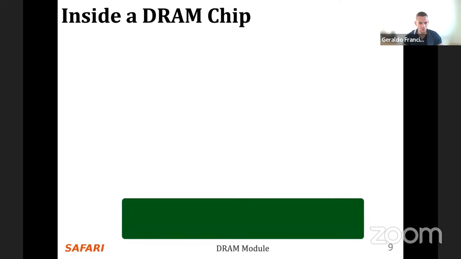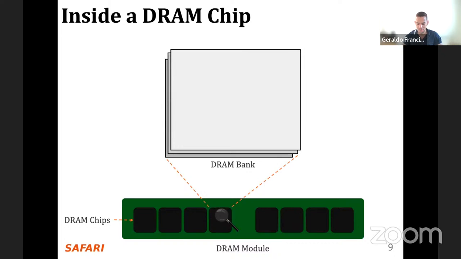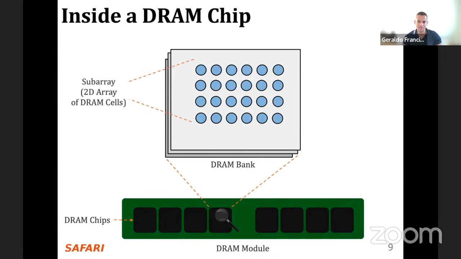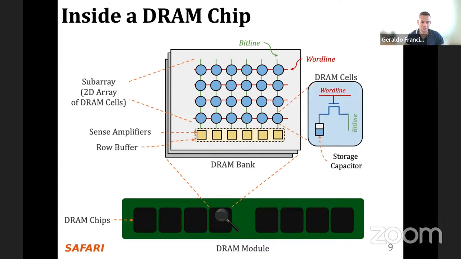This shouldn't be so new for you. We have here a DRAM model, which is composed of many DRAM chips, and each DRAM chip is composed of multiple DRAM banks, and each bank has many subarrays, which are 2D arrays of DRAM cells. These 2D arrays of DRAM cells are horizontally connected using word lines and vertically connected using bit lines. The bit lines are further connected to an array of sense amplifiers, which is called a row buffer. A DRAM cell itself is composed of a storage capacitor, which stores data in DRAM as charge, and an access transistor, which enables and disables the charge flow from the storage capacitor to the bit line and then to the sense amplifier and row buffer.